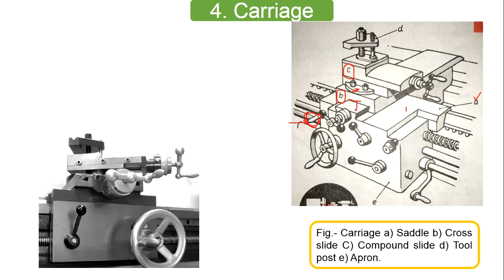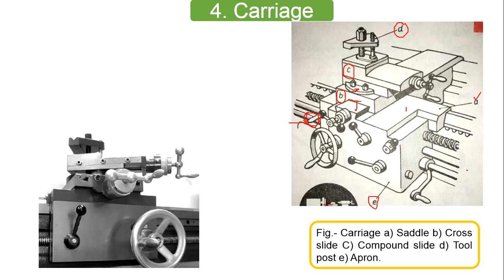Then we have the tool post, D. The tool post is used to hold the tool. Tools can be held with the help of this tool post. Then the apron. This E is your apron mechanism, which contains the feed mechanism and thread cutting mechanism inside it. So these 5 parts make up the complete carriage.